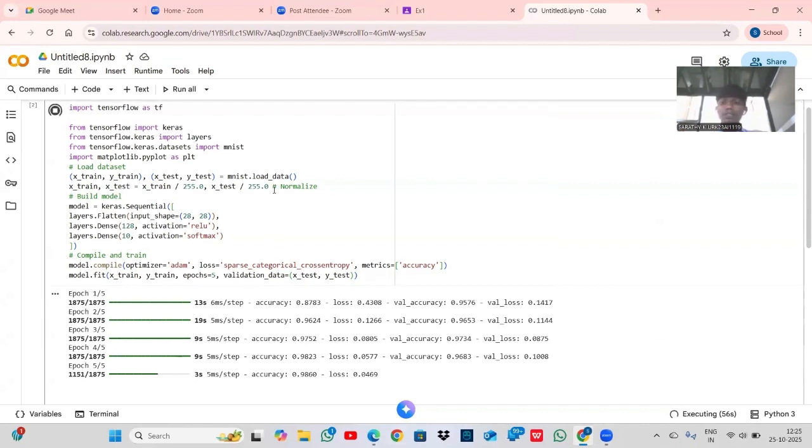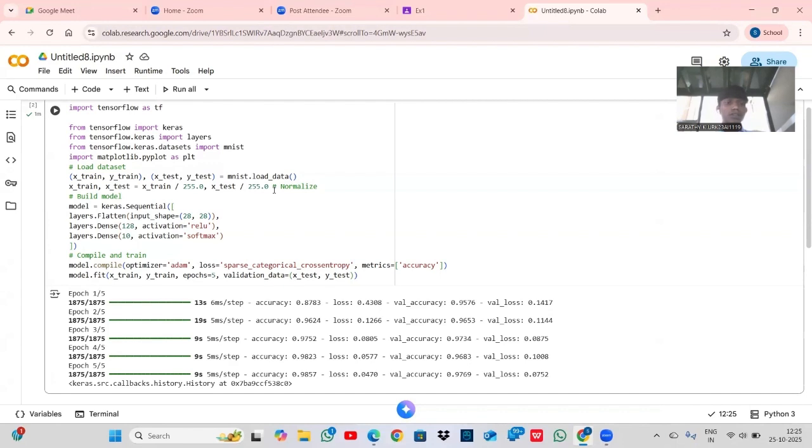And after that, data normalization: x_train equals x_train divided by 255.0, and likewise for x_test. It means we divide all pixel values by 255 to normalize them between 0 and 1. Normalization helps the model train faster and perform better.